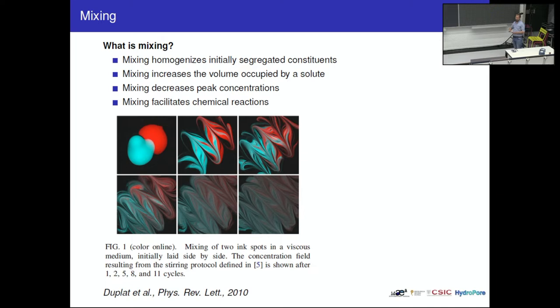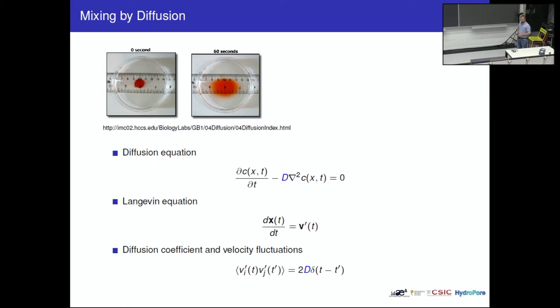This is just an illustration of mixing of two blobs of dye. They are mixed, somebody is stirring them with a stick. So the fundamental process of mixing is diffusion. Diffusion we can describe by a diffusion equation. A similar equation has been shown by Rainer before. It's a concentration of a dissolved substance. We have a diffusion coefficient, and diffusion is driven by a gradient of concentration.